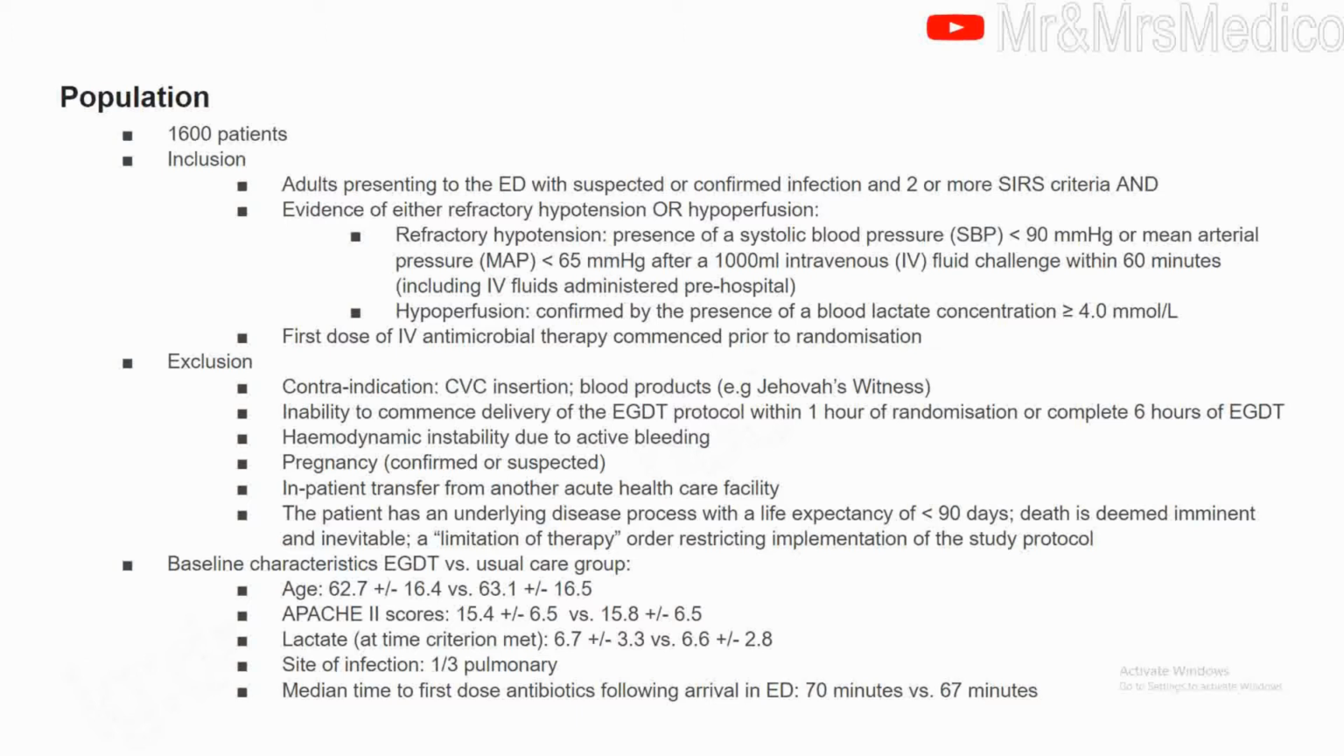Baseline characteristics for EGDT versus the usual care group: age 60 to 63, APACHE score 15 versus 15.8, lactate 7.7 versus 6.6, site of infection about one third pulmonary, median time to first dose of antibiotics following arrival in the emergency department 70 minutes versus 67 minutes.